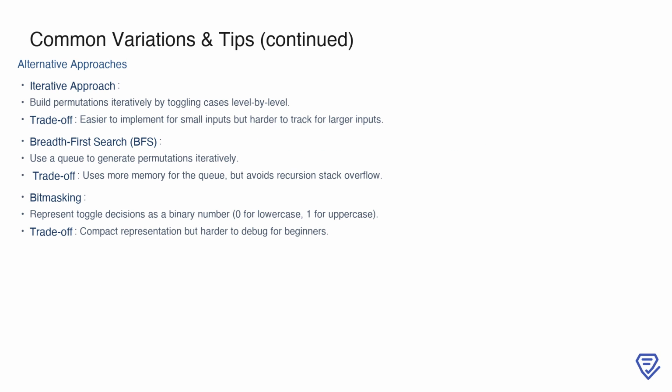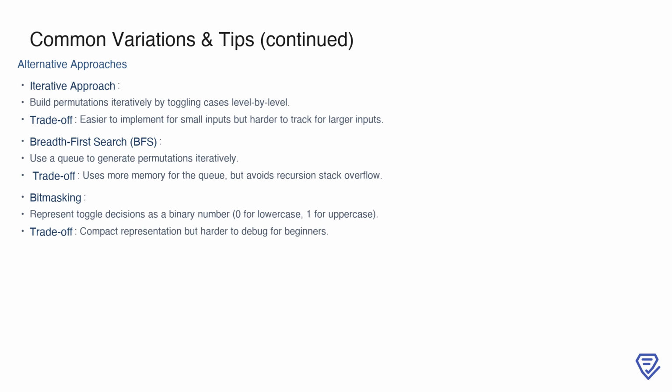There are also alternative approaches to solving the problem that you might consider. One option is an iterative approach, where you build permutations level by toggling cases. This can be easier to implement for small inputs, but it becomes harder to manage as the input size grows. Another method is breadth-first search, or BFS, where you use a queue to generate permutations iteratively. While this avoids the risk of a recursion stack overflow, it requires more memory to maintain the queue.